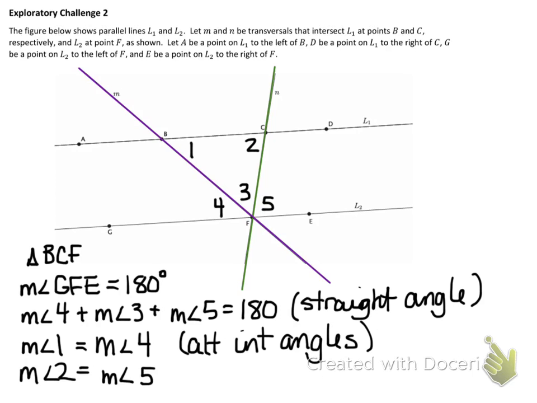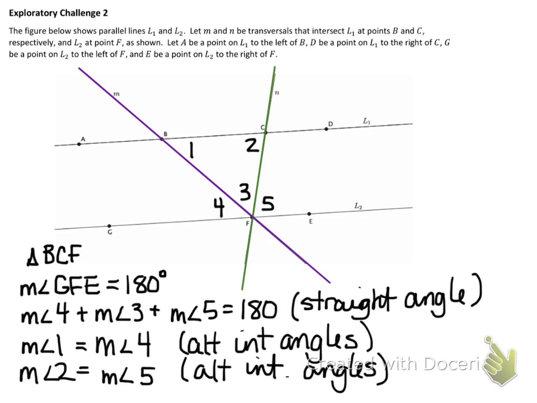Okay, so angle 2 has the same measure as angle 5, and the reason for that would be this is a transversal here, this green one coming through. These angles are inside the parallel lines. That means they're interior angles, and they're on opposite sides of a transversal, so they are alternate interior angles. So they're exactly the same type of angle, but on a different transversal. Okay, so now I know I can substitute the measure of angle 1 in for 4 and the measure of angle 2 in for 5.